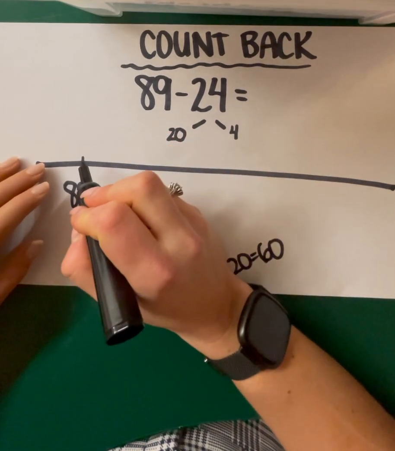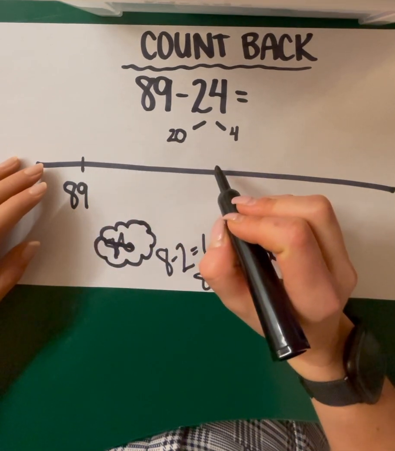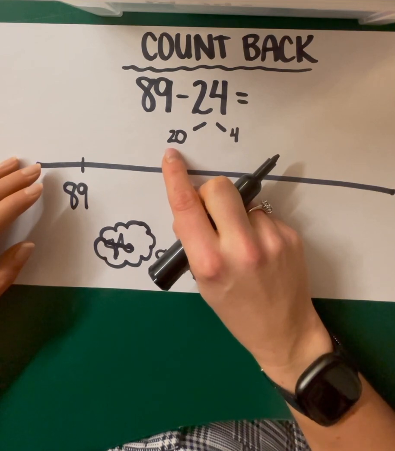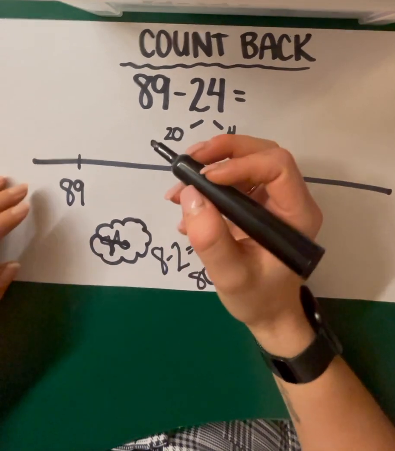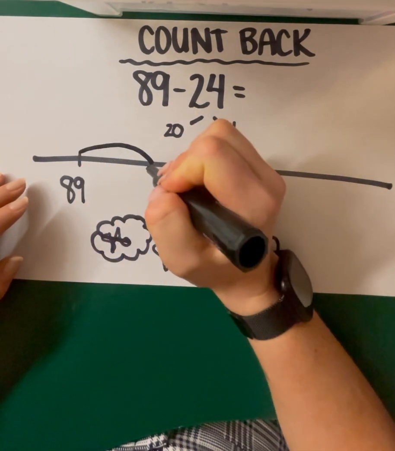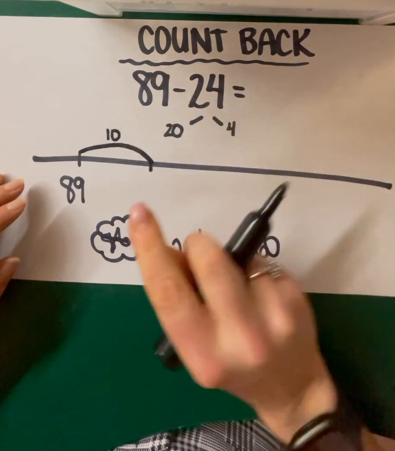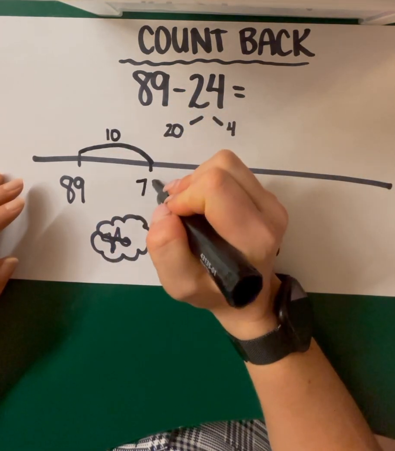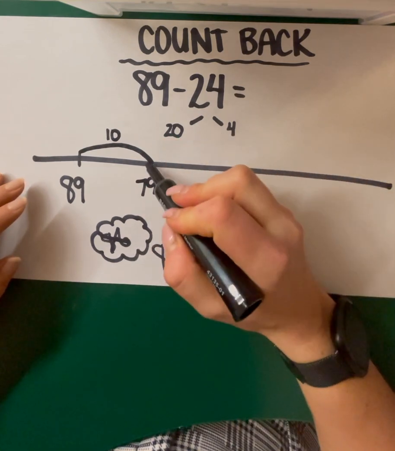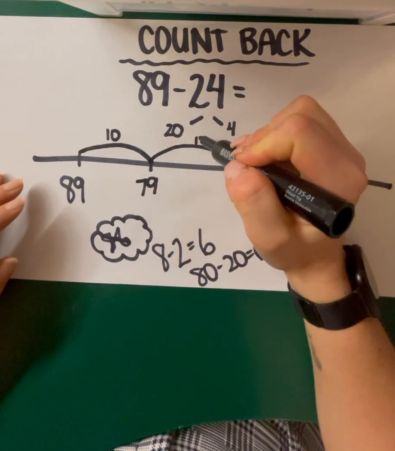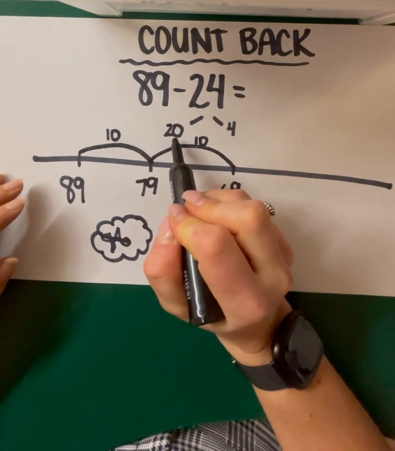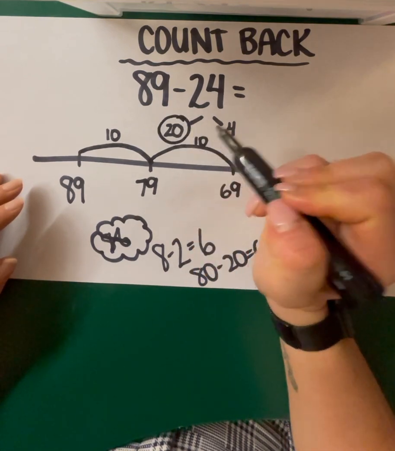If your child is very proficient, they could just make that big jump of 20 backwards, or they might consider taking 2 smaller jumps of 10 first. So I'm going to take 2 smaller jumps of 10. My first jump back of 10 lands me at 79. Now I'm going to complete my second jump of 10 back, which lands me at 69. Okay, so now I have completed this jump of 20.